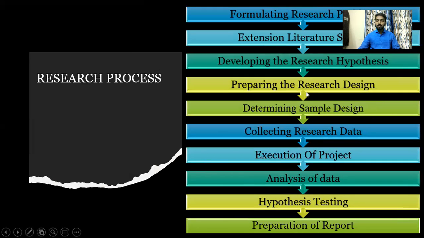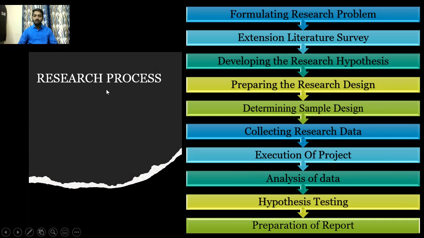On the first slide we have the steps to be followed while making a research process. First we have to formulate a research problem, then conduct an extensive literature survey, then develop a research hypothesis, then prepare a research design. Next we determine the sample design we are going to use, then the execution of the project: whatever we decided in the previous step, we execute as a project. Then we analyze the data, test the hypothesis, and prepare the report or thesis.